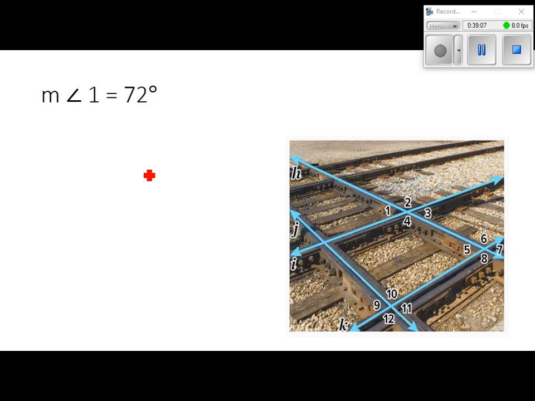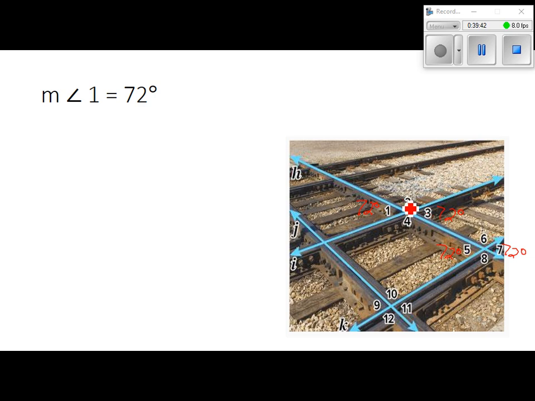Same idea here. If angle 1 is 72 degrees, we want to find all these other angles. Maybe just sort of cover up part of the picture so that you're not looking at everything. Hopefully the railroad tracks here are parallel. But we can look at this and we can find that angle 72. Angle 3 and angle 7 are corresponding angles, so that's 72. Angle 1 and angle 5 are corresponding angles, so that's 72.